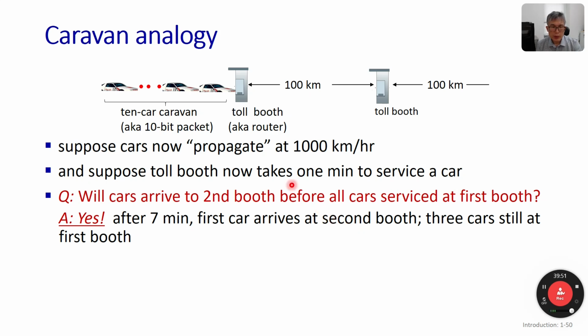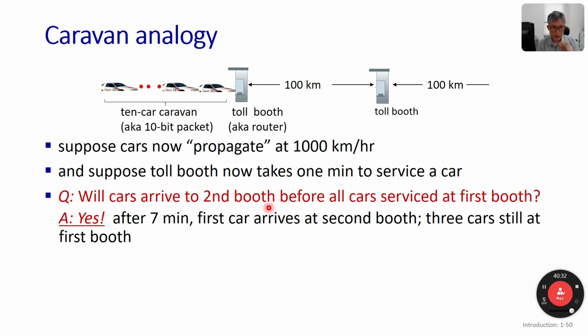We have changed a little bit. The propagation speed is now 10 times 1,000 kilometers per hour, and the toll booth service time is 1 minute, previously 12 seconds. In that case, the question is: will cars arrive at the second booth before all cars are serviced at the first booth?